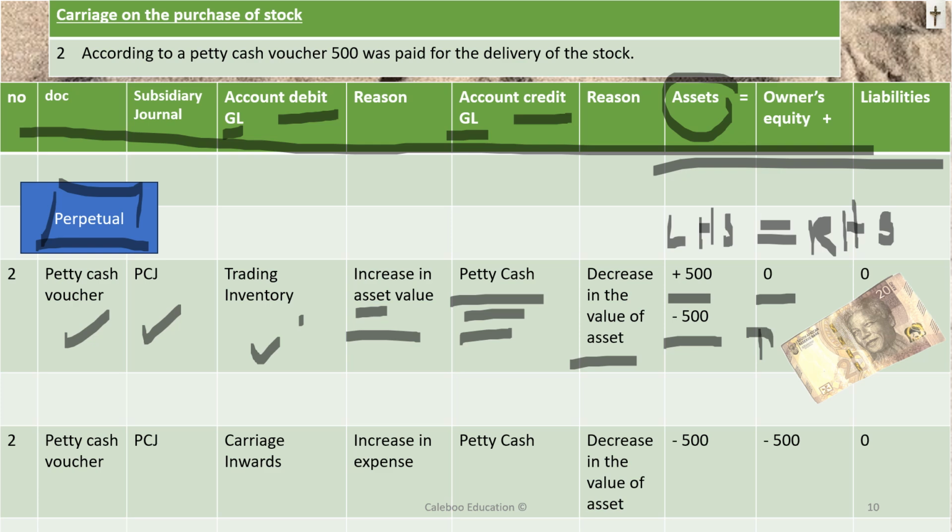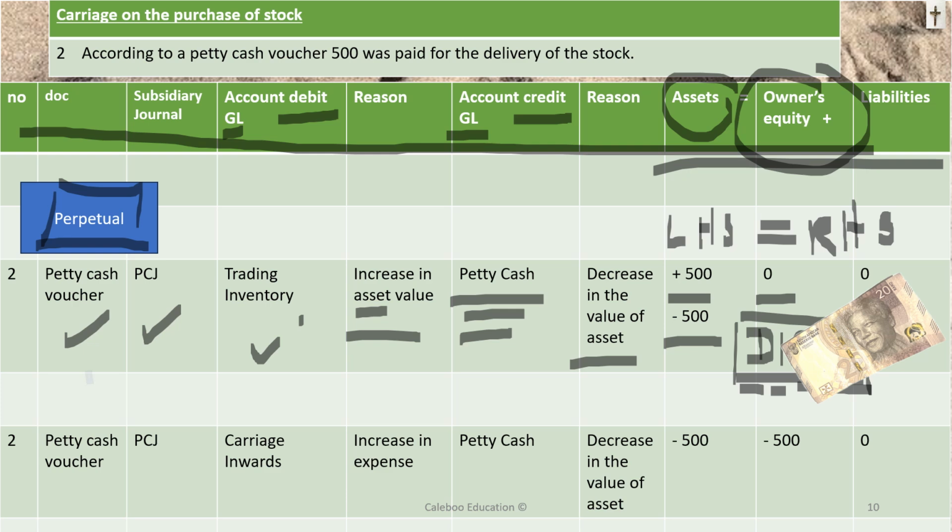Remember from previous videos, just to recap, what affects owner's equity? Drawings, income, capital, and expenses. So you know that acronym DICE. Those four categories affect owner's equity. Just a little bit of revision.